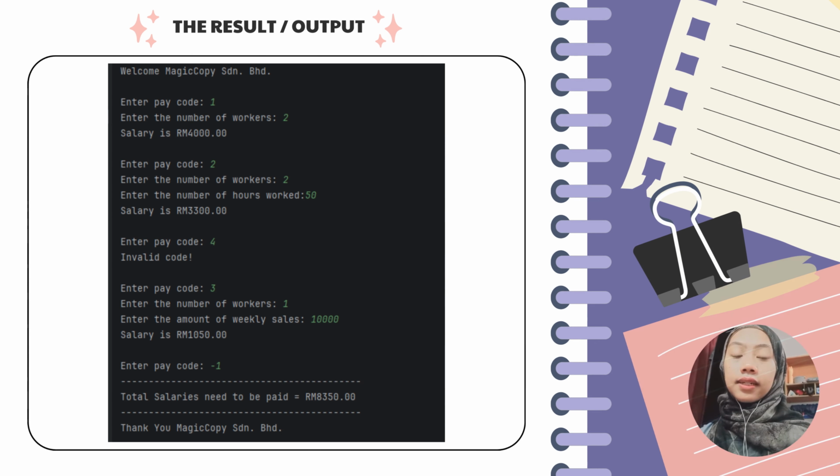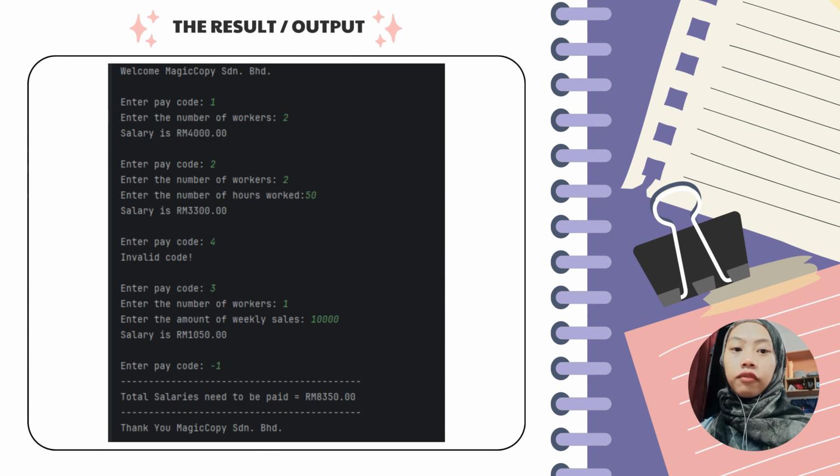So, this is the output that I get from the program. The total salary for monthly worker is 4,000, for hourly worker the salary is 3,300 ringgit, and for commission worker the salary is 1,050 ringgit. So the total salaries that need to be paid is 8,350 ringgit.